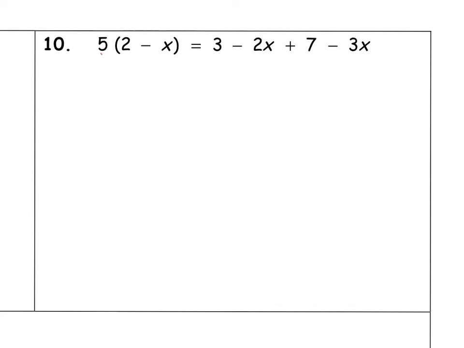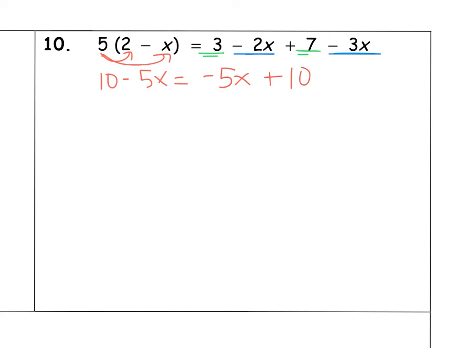So let's start off. We're going to distribute our 5. So we have 10 minus 5x equals, and on the right side, before I even write all of this down, I'm just going to start by combining like terms. So I see I have those x's, and then I have these constants. Negative 2x and negative 3x gives me negative 5x, and 3 and 7 give me 10. Okay, so now I want all my x's on one side. So let's cancel out our negative 5x on the right.